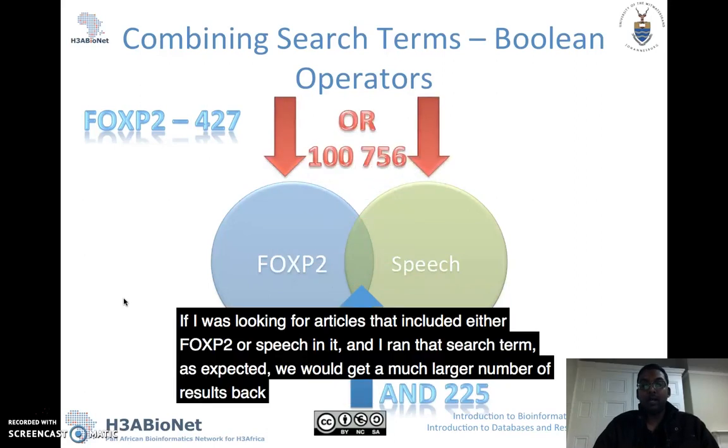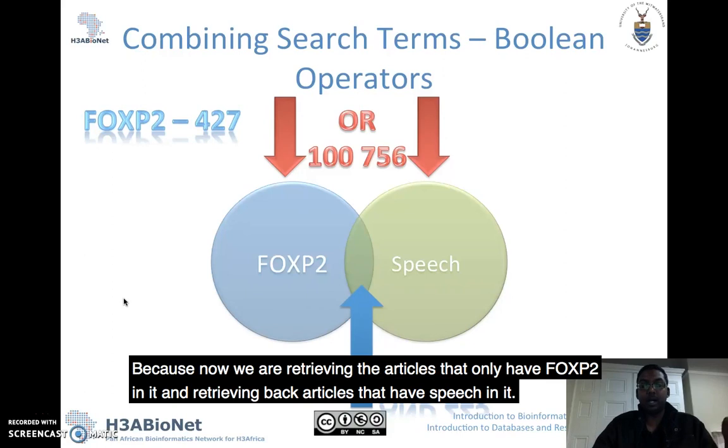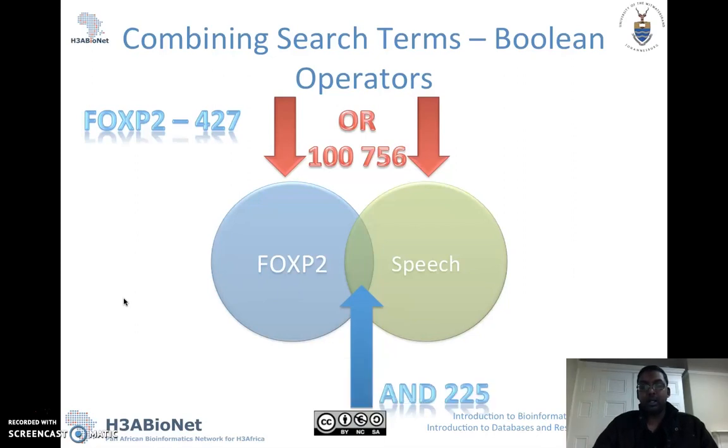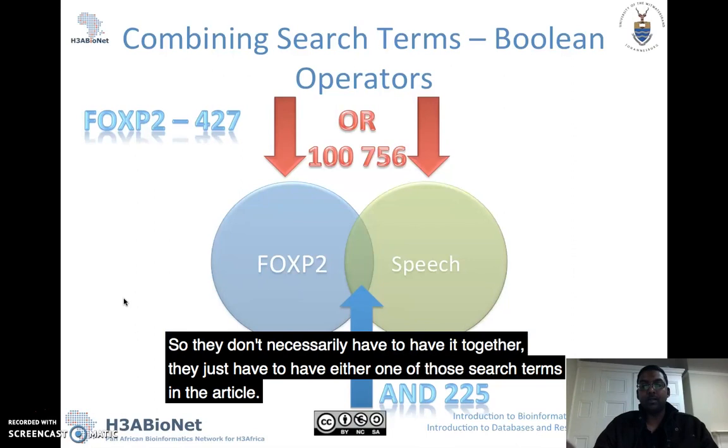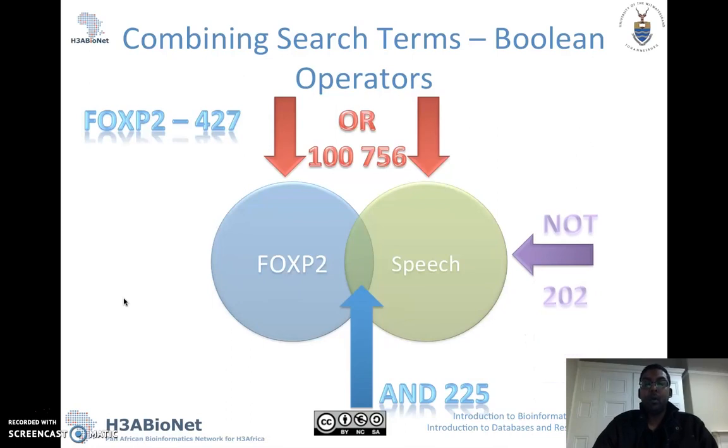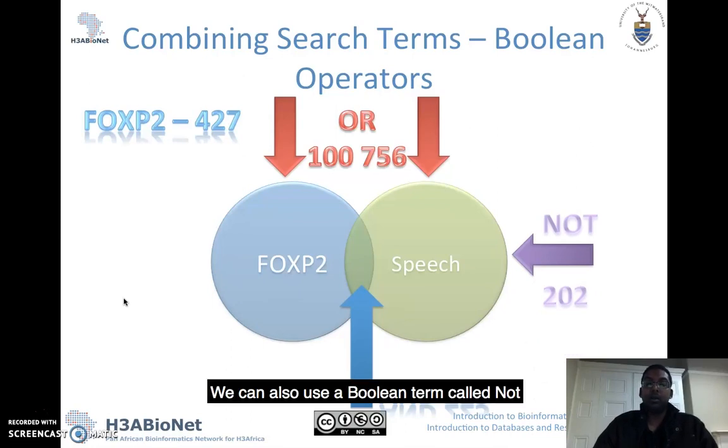If I was looking for articles that included either FoxP2 or speech in it, and I ran that search term, as expected, we will get a much larger number of results back, because now we are retrieving articles that have FoxP2 in it, and articles that have speech in it. Okay, so they don't necessarily have to have it together; they just have to have either one of those search terms in the article. Okay, we can also use a Boolean term called NOT.